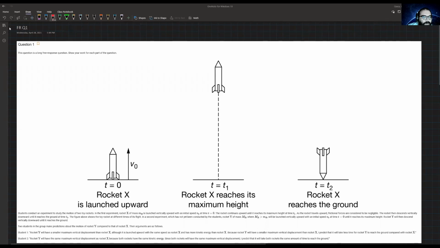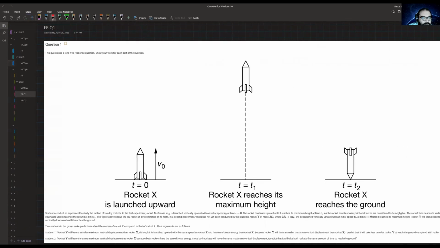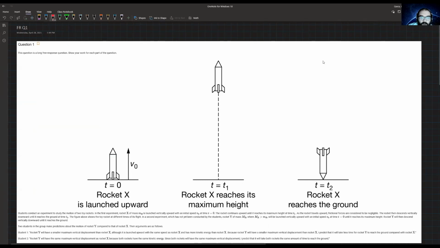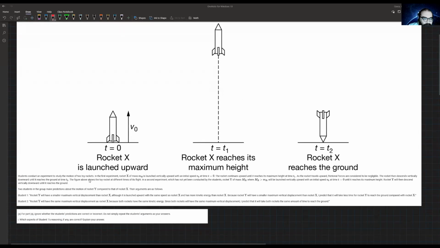Okay, welcome everybody. We're going to be looking at free response questions for Unit 4 today in our progress checks. Question number 1 is a long version free response question. Your free responses usually get like 2 long ones and 3 short ones. Let's go ahead and see what this one entails.